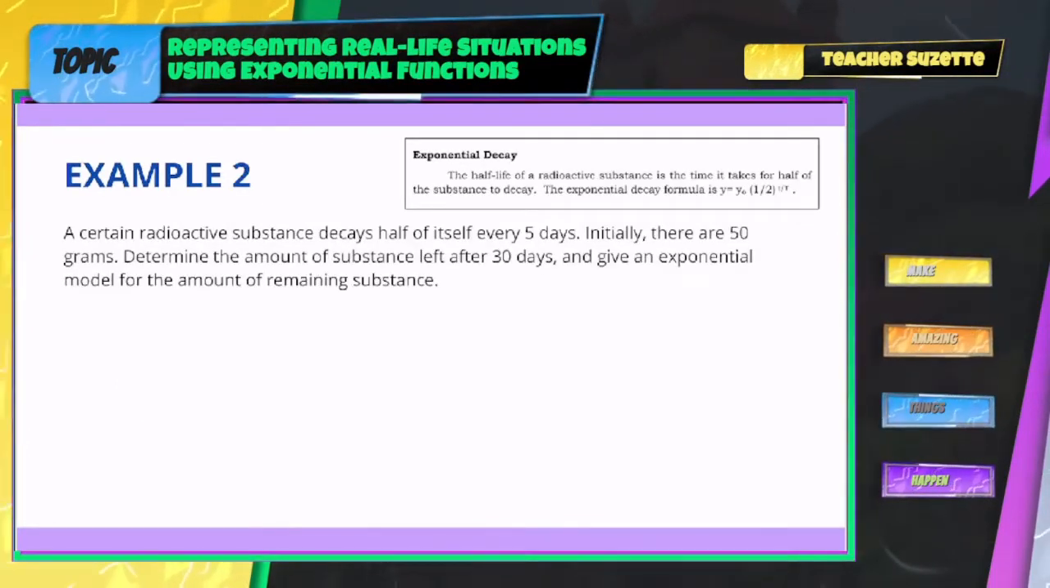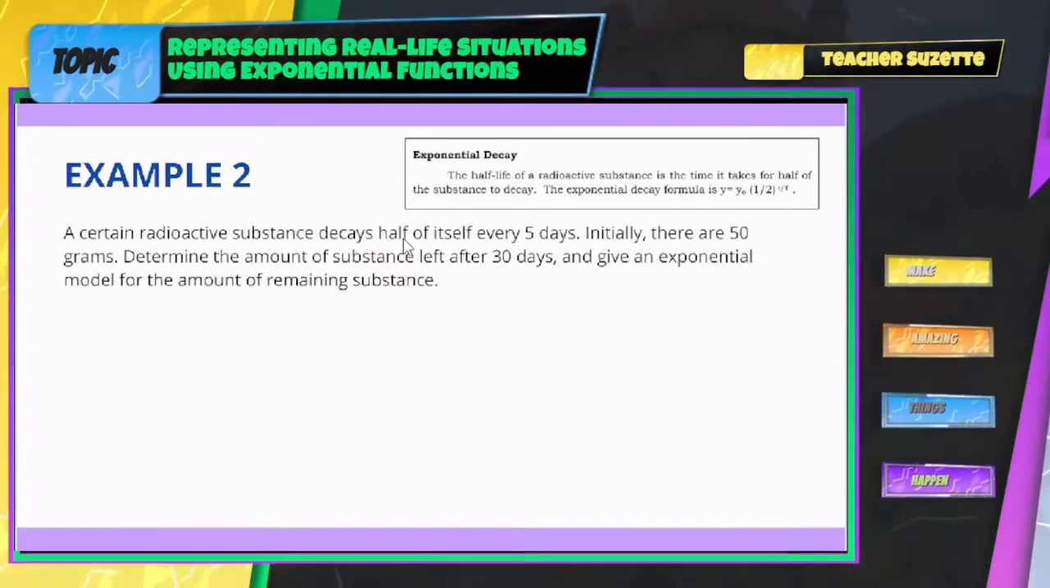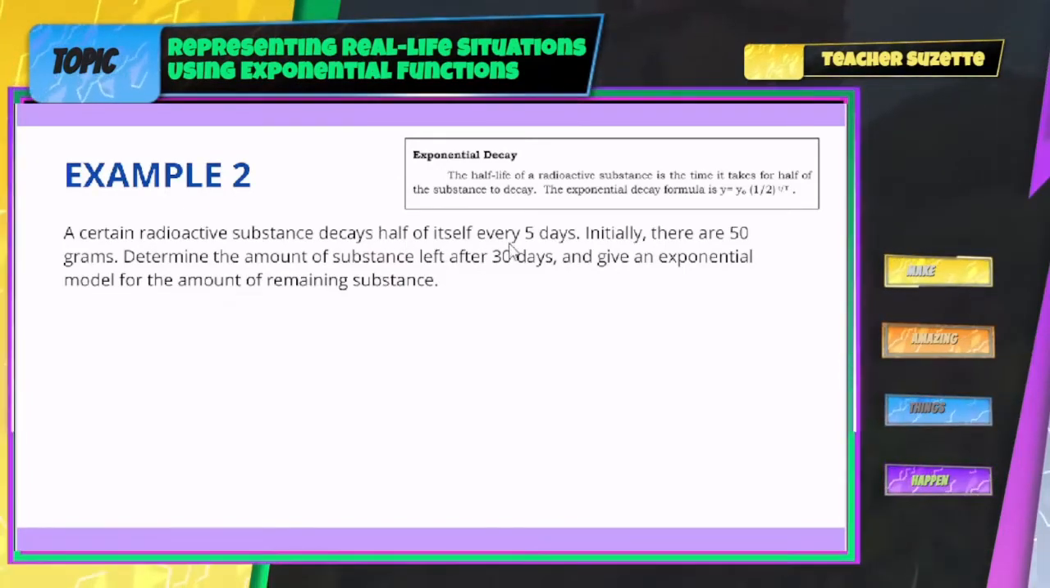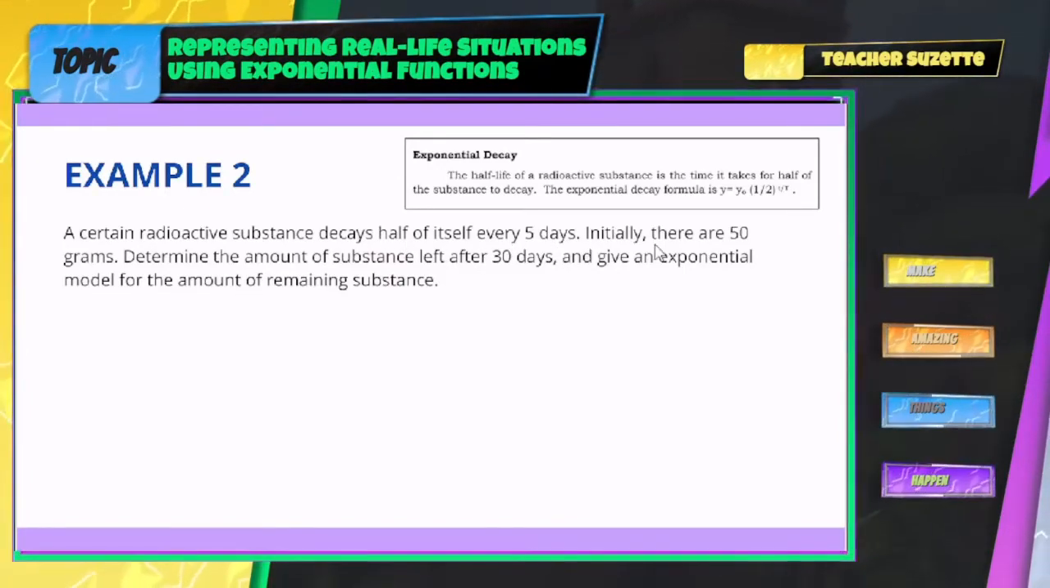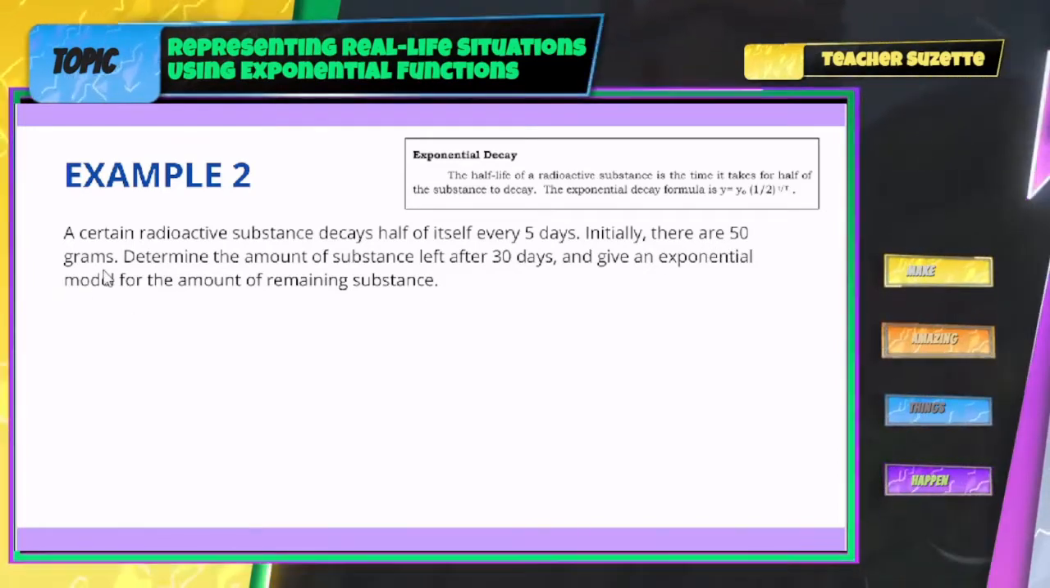Next example, we have a certain radioactive substance that decays half of itself every 5 days. Initially, there are 50 grams.